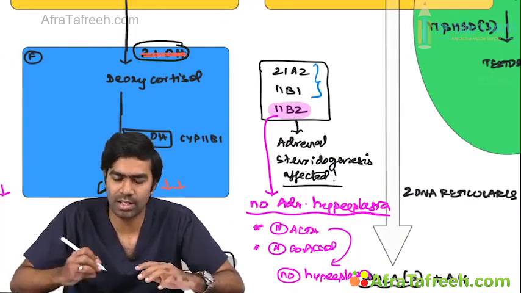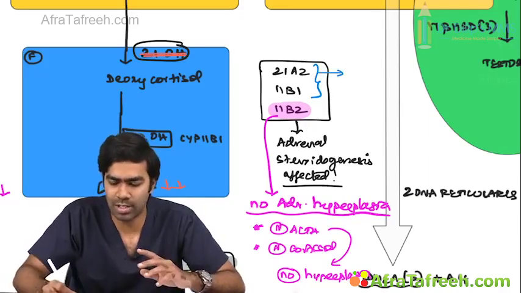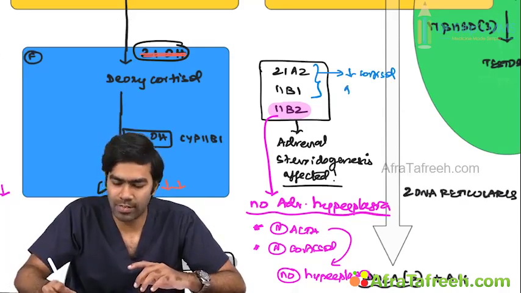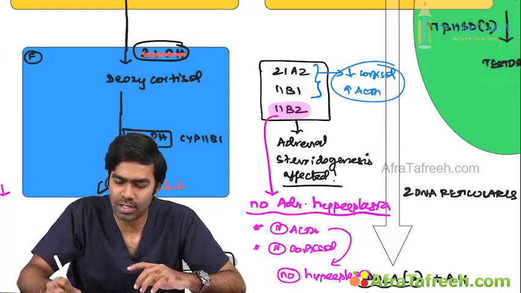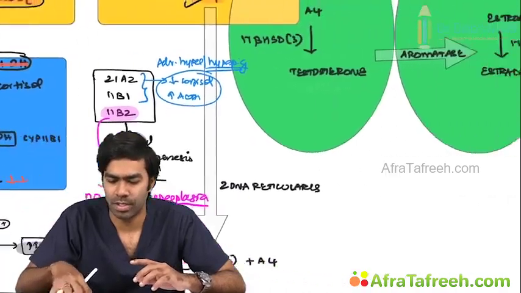On the other hand, 21-alpha hydroxylase and 11-beta hydroxylase deficiency will surely result in low cortisol, and it's going to result in elevated ACTH, which means these conditions will again be surely associated with adrenal hyperplasia and hyperpigmentation. Clear? These are very, very important concepts to understand.